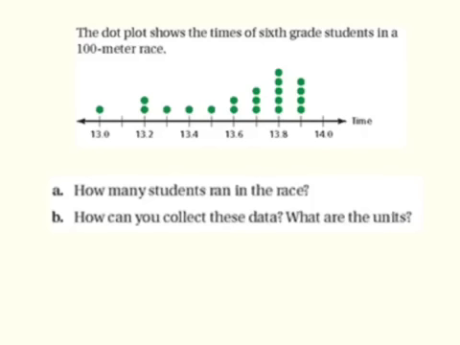Well, that's just simple counting, right? 1, 2, 3, 4, 5, 6, 7, 8, 9, 10, 11, 12, 13, 14, 15, 16, 17, 18, 19, 20. So 20 students ran in the race.